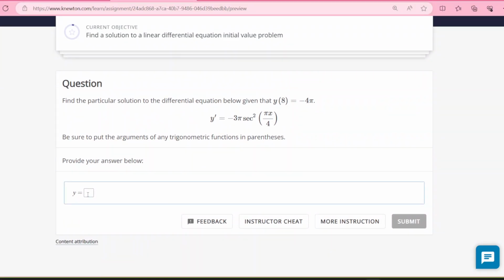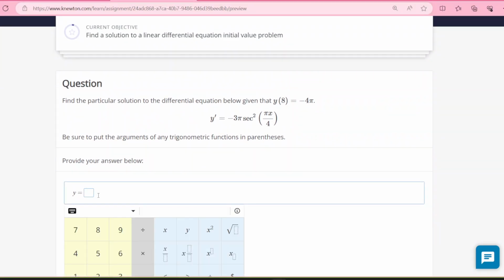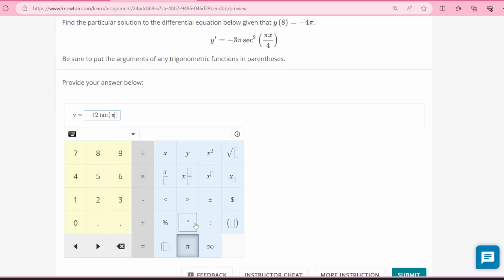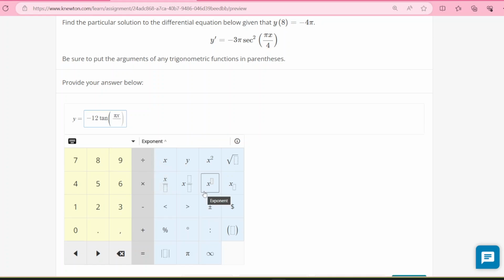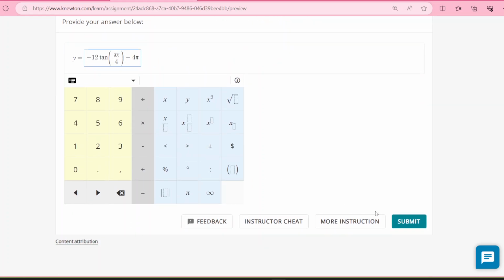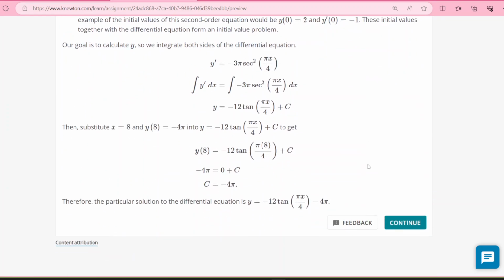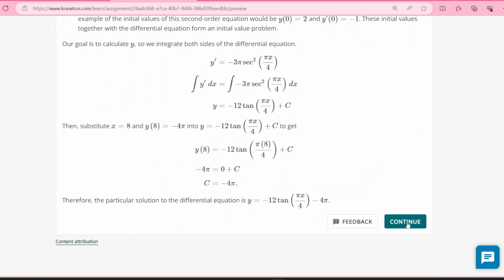Right, so back to this. So y equals negative 12 times the tangent of pi x over 4, or pi over 4 times x, and then minus 4 pi afterwards. You had the plus the constant negative 4 pi. Great. All right, continuing on.